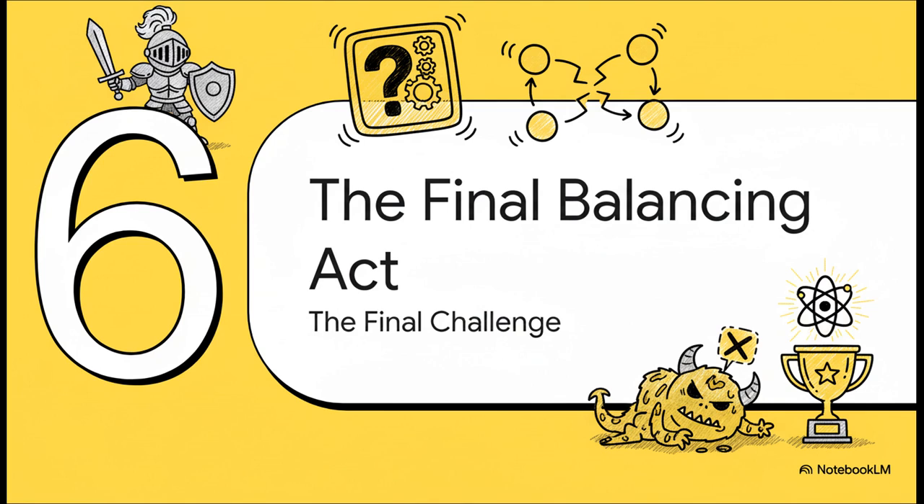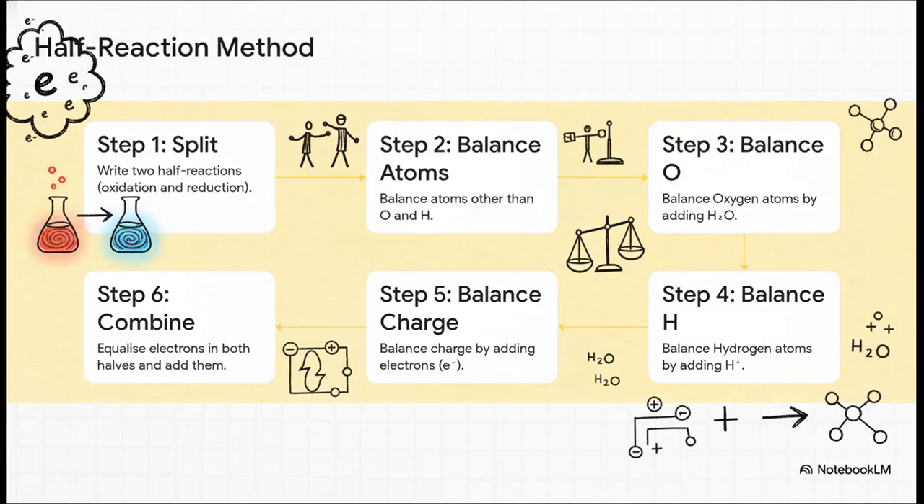Okay, team, we have reached the final level, the final boss of this chapter: balancing redox reactions. This is very often a 5-mark question in your board exams, and I know it can look very intimidating, but I promise you it's just a puzzle, and it has a fixed set of rules. We are going to conquer it together. So, the most common way to do this is the half reaction method. And these steps are like a recipe for a perfect dish. You just follow them in order and you'll always get the right answer.